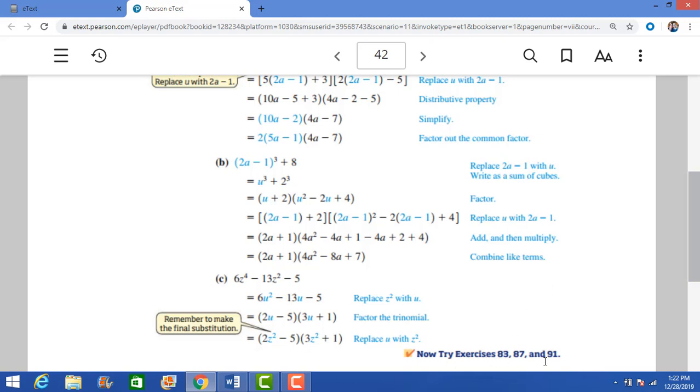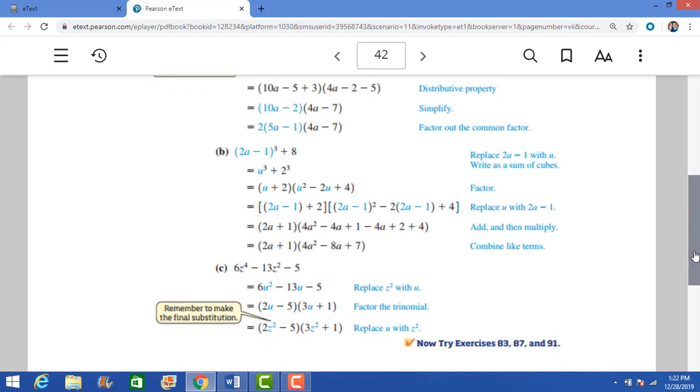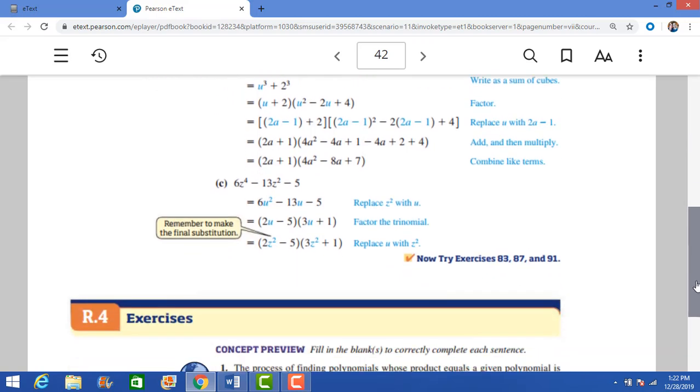Okay, go ahead and try these exercises for practice. And again, if you get stuck, let me know.